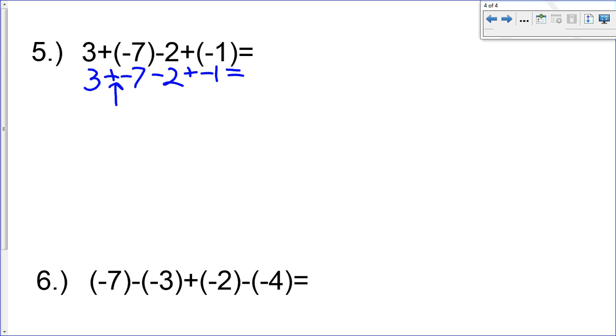Okay, sorry about that. So we've got two signs here. We know this means plus, because we start at 3, but we've got two signs here. We're adding a negative. Think about your life. If you add something negative to your life, you've just subtracted from it.